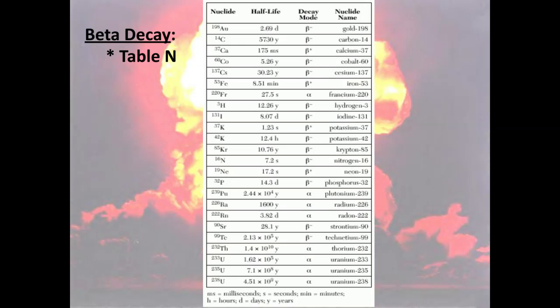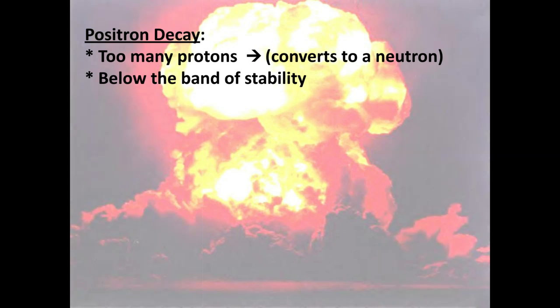So we can look at table N of the reference table, and when you look at decay mode, which is the 3rd column, you'll notice that the majority of elements that go through decay that we identify on our periodic table is beta decay. Beta decay is definitely the majority of what happens, giving off of a high-speed electron.